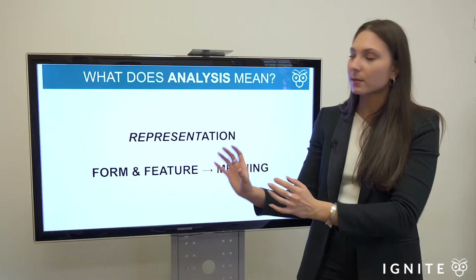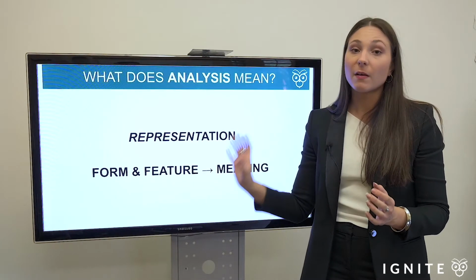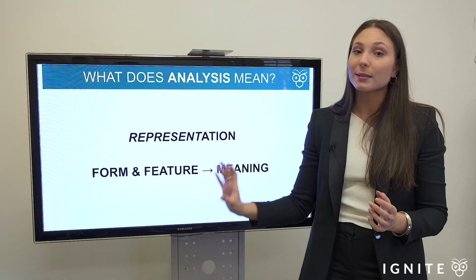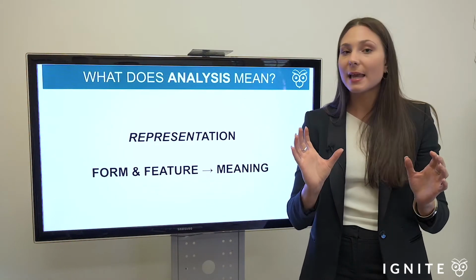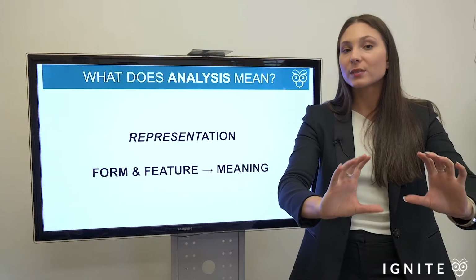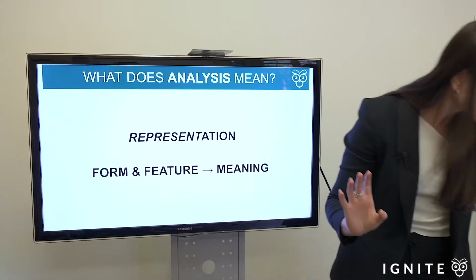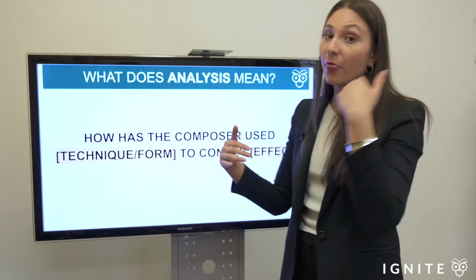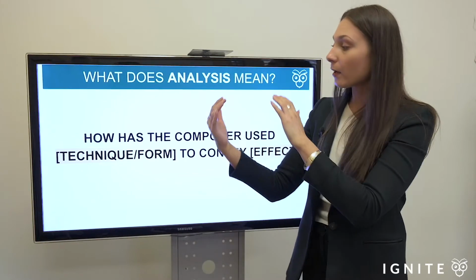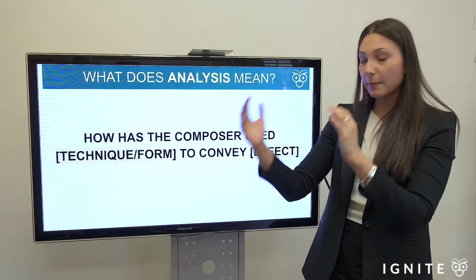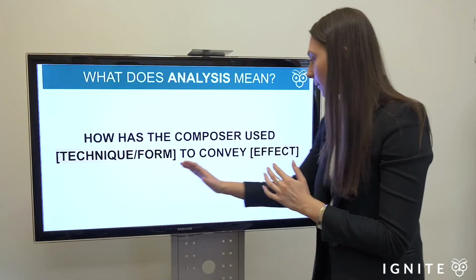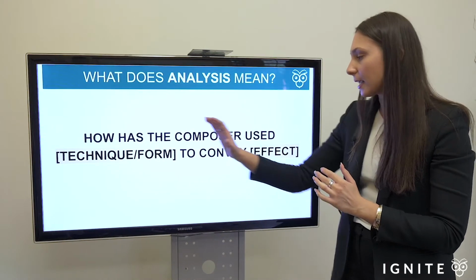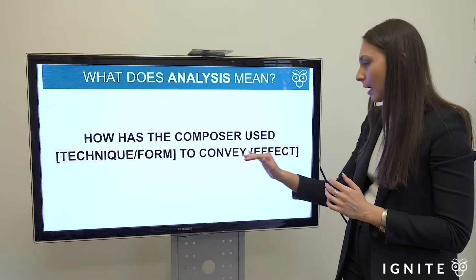How has the composer used form and feature to convey some sort of meaning to you as the responder? And if you understand that, everything else kind of flows easily. On the next slide here, I've formulated that thought process of form, feature, and meaning in this question: how has the composer used technique or form to convey effect?